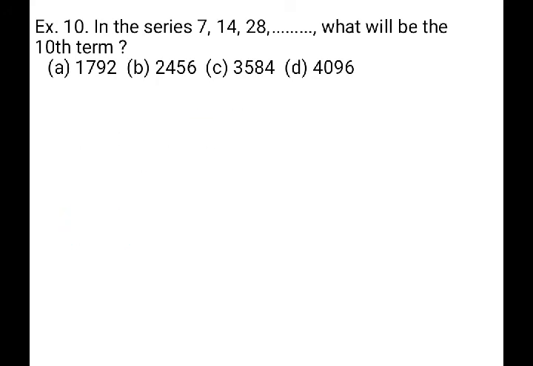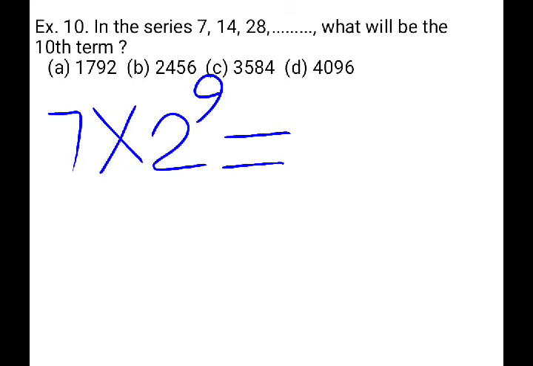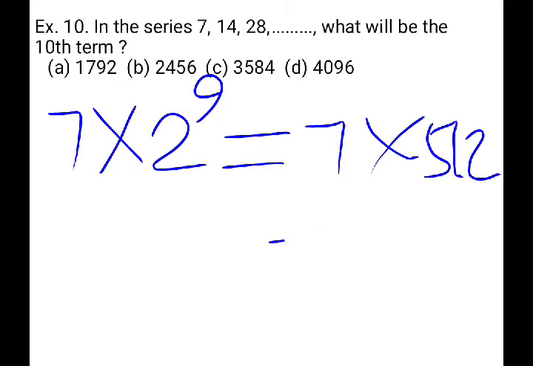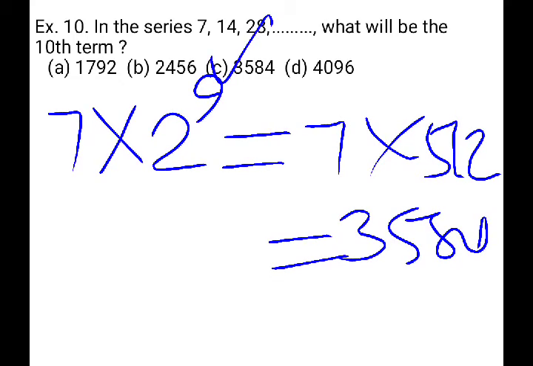Now A is 7 into R to the power of 10 minus 1, 2 power 9. Now 7 into 2 power 9 is 7 into 512. The answer will be 3584. This is the answer.